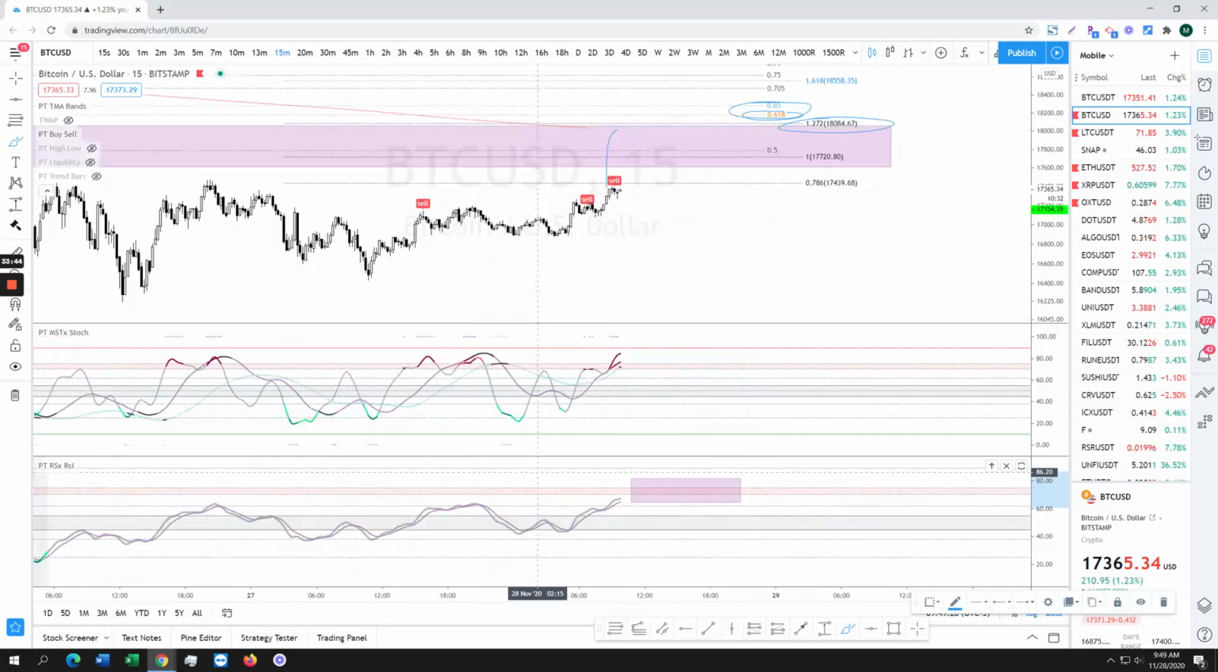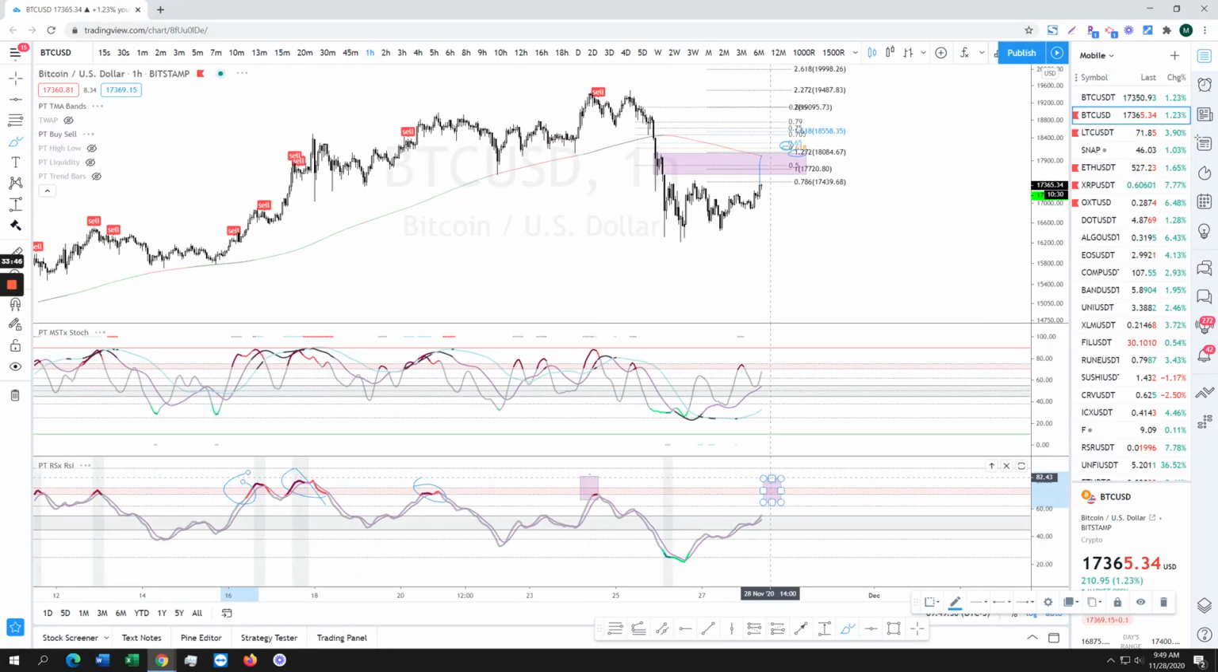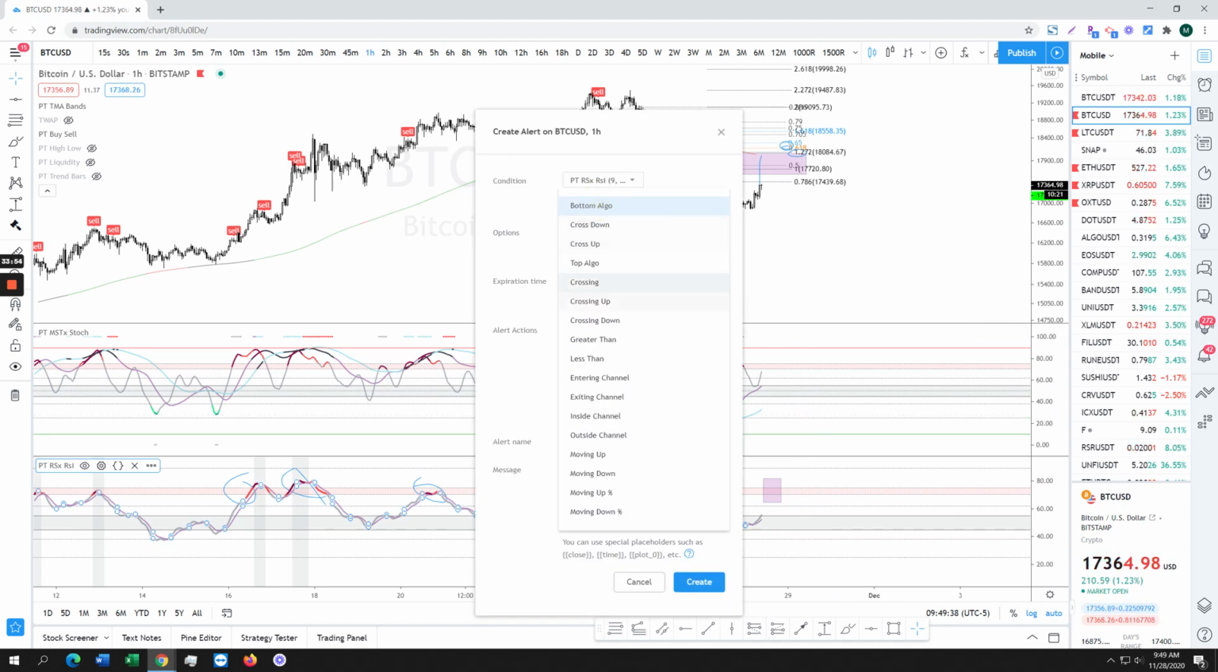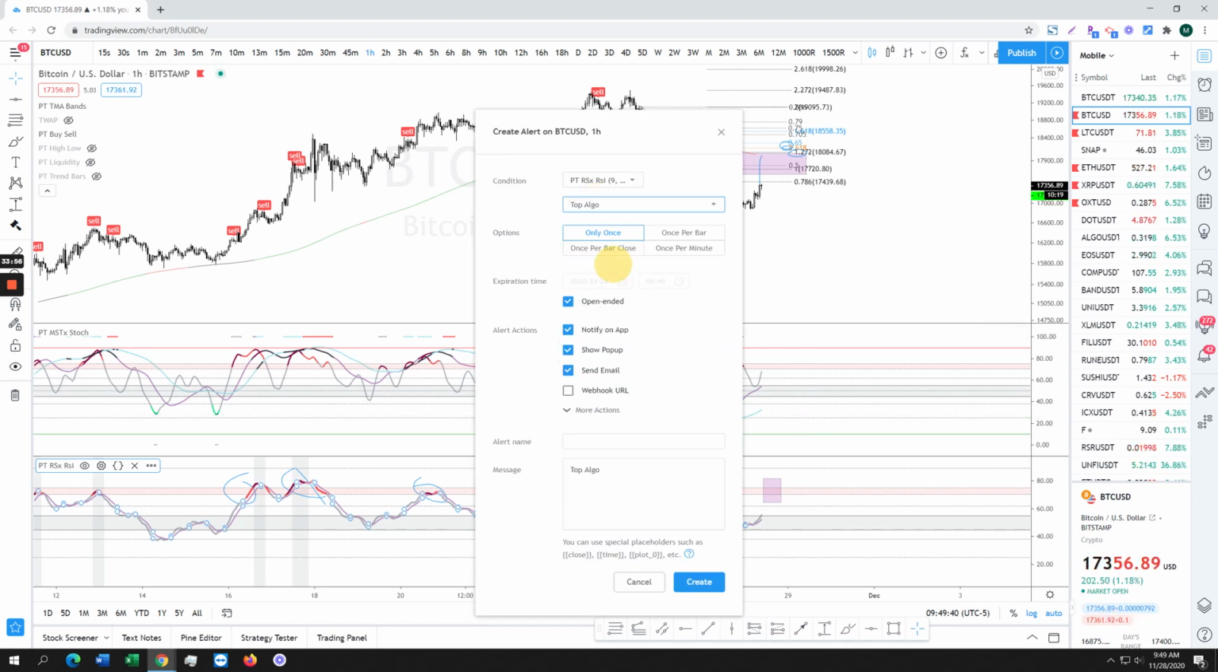Very simple. You want more confidence? Wait for your 1 hour to turn. So what I do is I play a little safe, man, because I don't like losing money. I go like this. Top algo alert. 1 hour RSX swing top algo. That's it. I get my alert. I know my 1 hour is ready to flip.